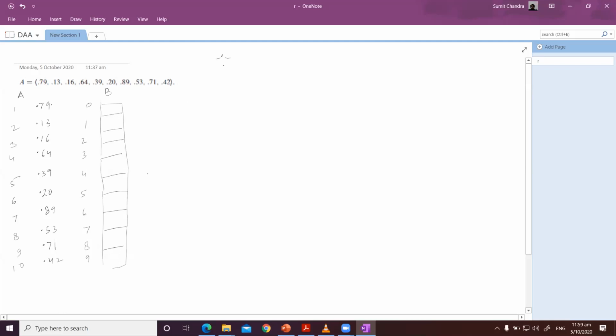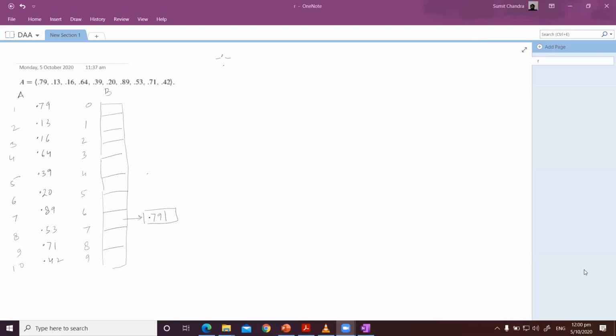So now first we'll see the first element. It is 0.79. It means it is starting from 7. So we'll go to the 7th location and we'll create a linked list 0.79.